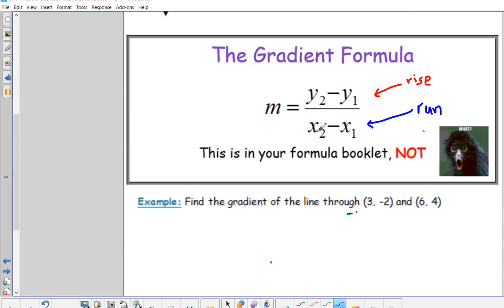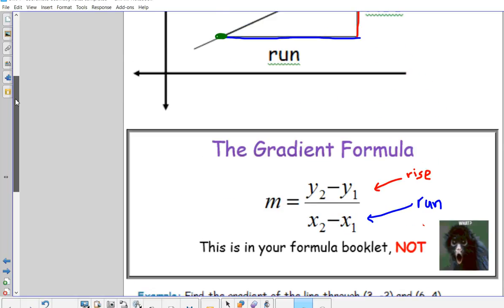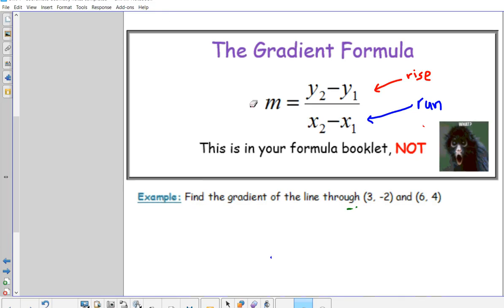Again, not in your formula booklet, but hopefully you're just going to know it so well after doing so many questions you won't forget it. So basically the theory, as I said, is rise over run, but if you label the points x1, y1, x2, y2, you can then easily just plug it into the formula like this.